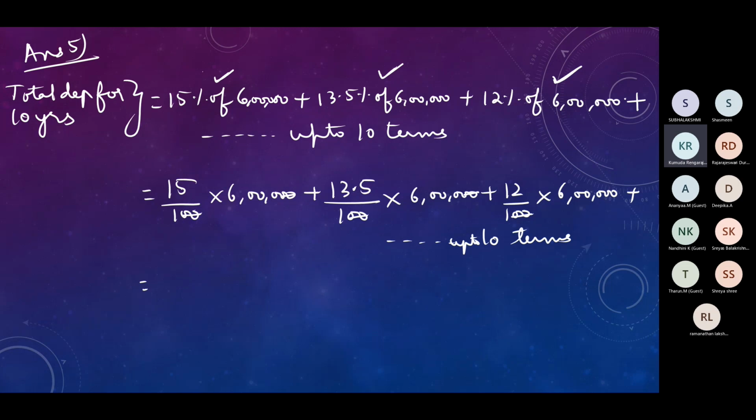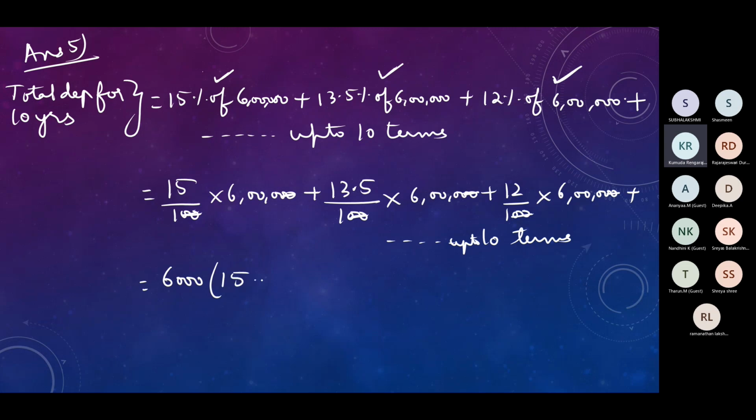Don't try to reduce 15 by 100 or 13.5 by 100, okay? Don't do that. Cancel the zeros everywhere, because everywhere you can do the same thing. Now you can see that 6,000 is common in all the 10 terms. We have written only the first 3 terms, but you understand that in all the 10 terms, 6,000 will be common.